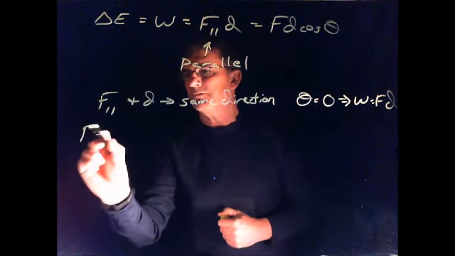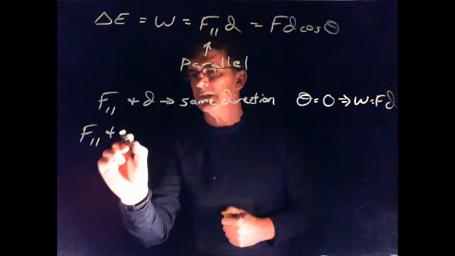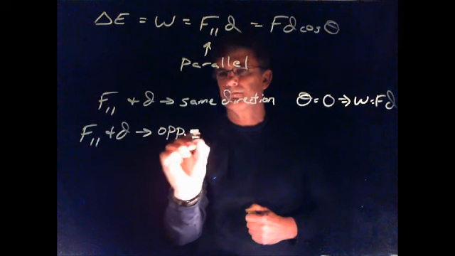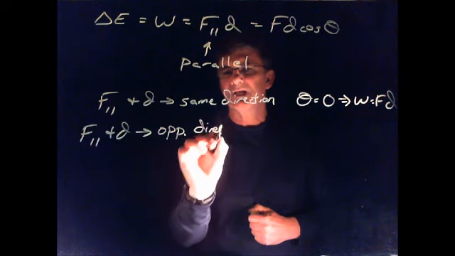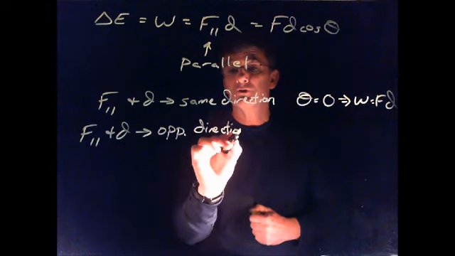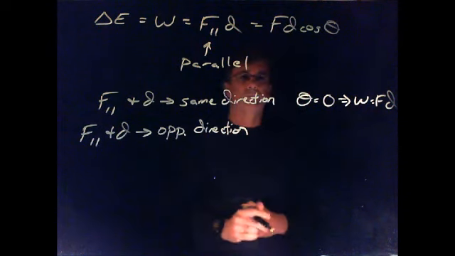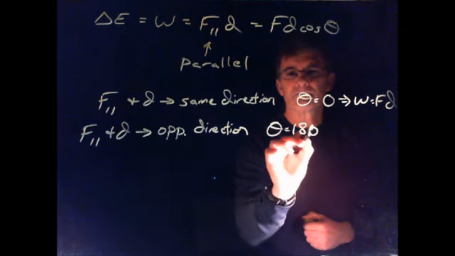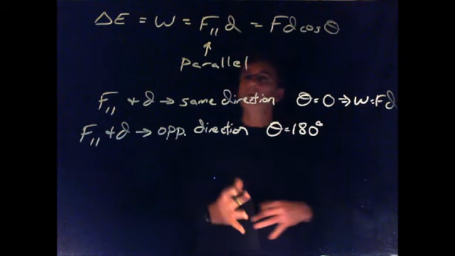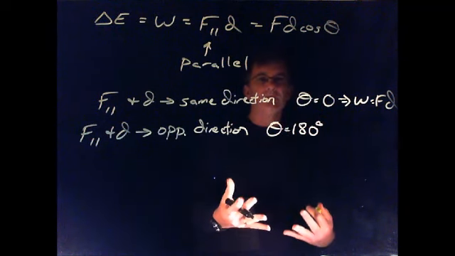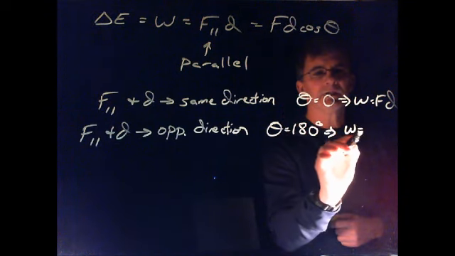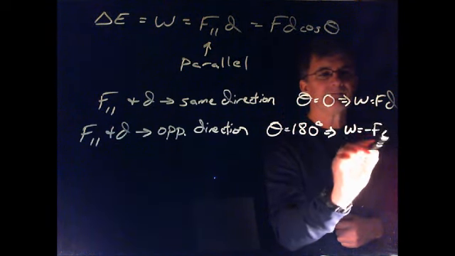If the parallel force and the displacement are in opposite directions, something sliding along the floor and there's friction slowing it down, theta is 180 degrees. The cosine of 180 is minus 1. And so now work is negative Fd.